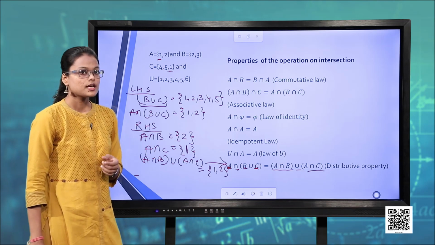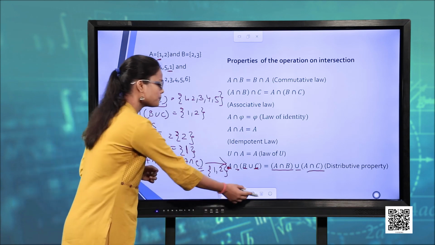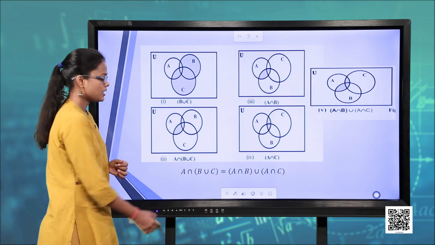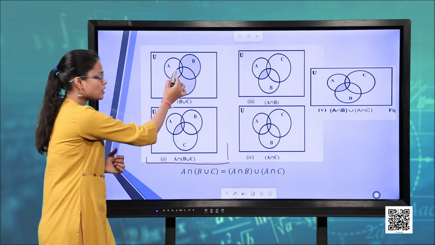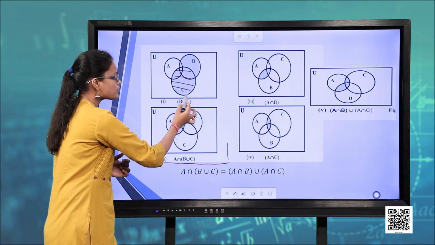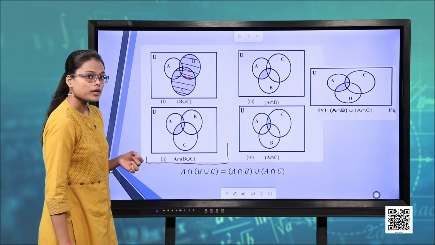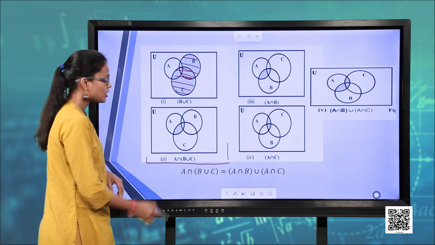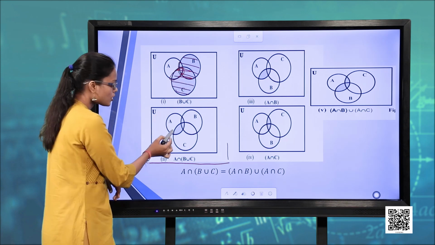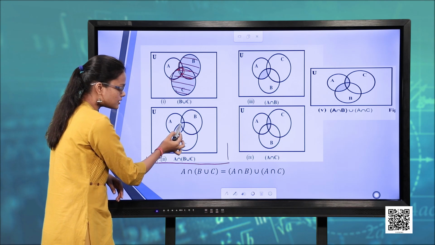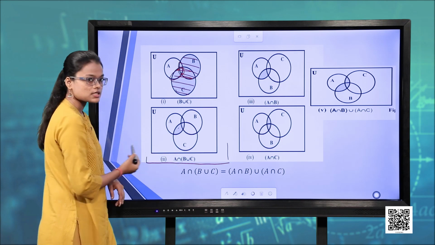We can also verify this distributive property through a Venn diagram. Let us see. Here, this part is representing your LHS part, B union C. So, all this shaded portion is representing B union C. Now, we have to take the intersection with A. So, the part which is common to B union C is this. So, we have shaded these two parts, and this shaded region is representing A intersection B union C.